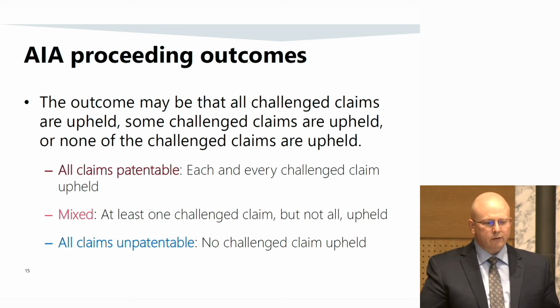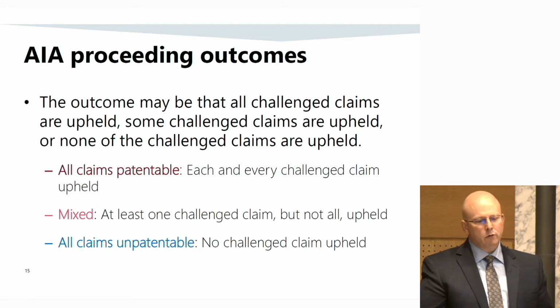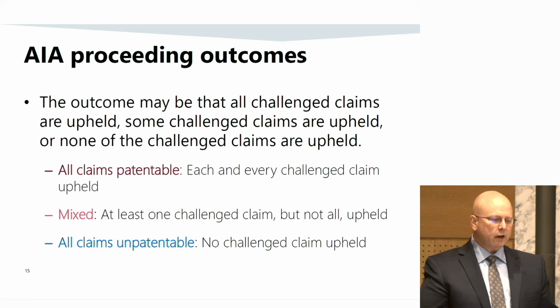Well, really three things. One, we'll find all the claims are patentable, so we uphold each and every challenged claim. There's a mixed result where some challenged claims are upheld, some are not, or all the claims that are challenged are found unpatentable. So that's really the three results. You'll see in just a moment I have a few statistics on this that are available on our website if you'd like to go look.